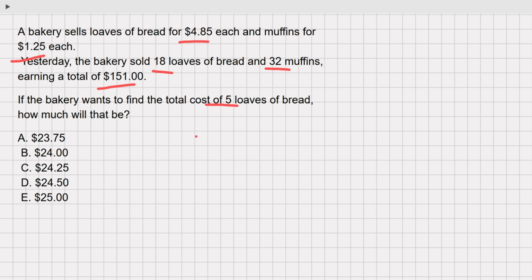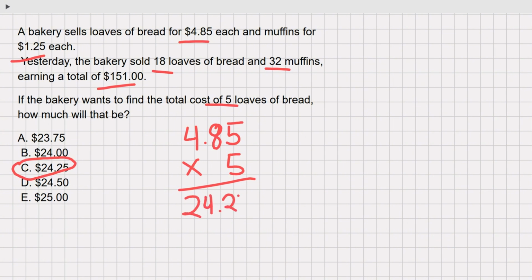So you need to know the cost of a loaf of bread, which is, I think, $4.85. Now, how many loaves do we need to have? 5. So we have 4.85 times 5. What is 4.85 times 5? You should be typing that into your calculator to save time. You'll be left with $24.25. Oops, I forgot to write it down first.